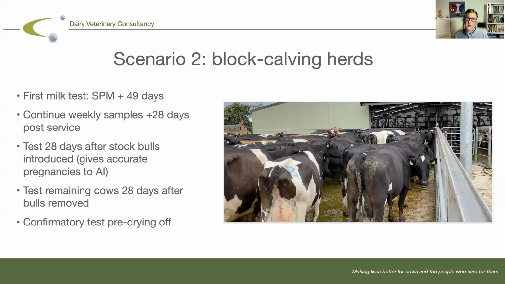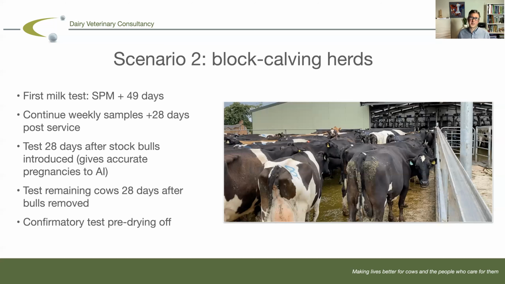And you can always scan those tail enders to find out, depending on how long you leave the bulls in for and when you choose to do your final milk test, whether they're going to calve in the block or not. And in a similar way to the all year round calving herds, it does make sense for most situations to do a confirmatory test. But for block calving herds, probably that confirmatory test can come at any time pre-drying off.